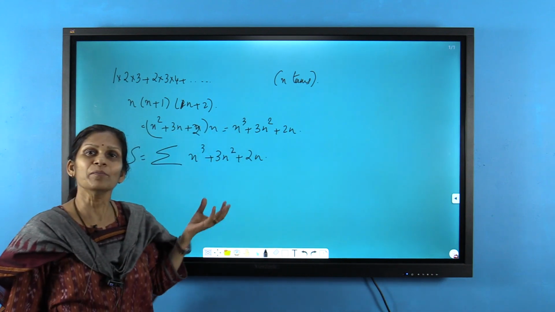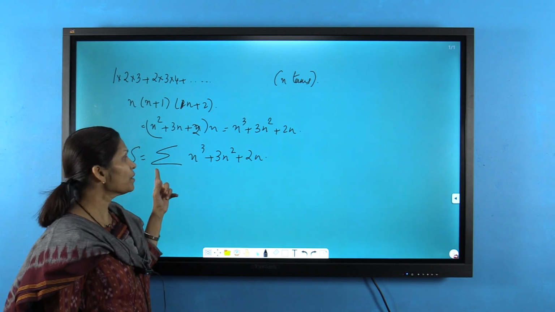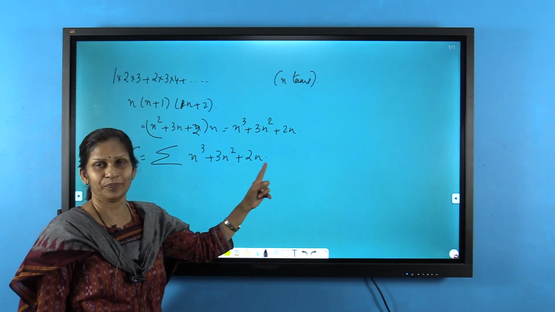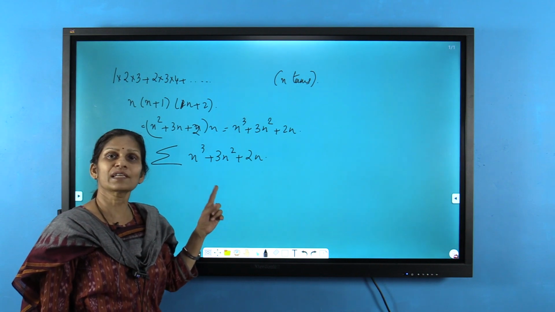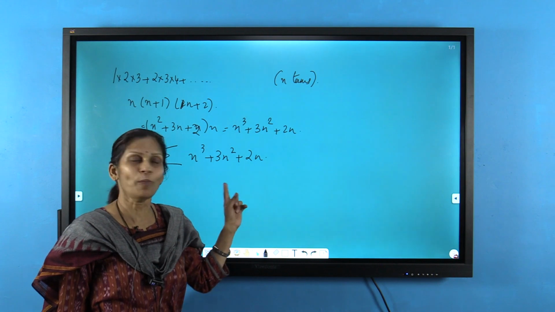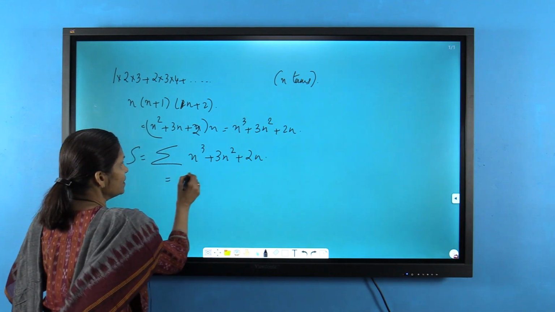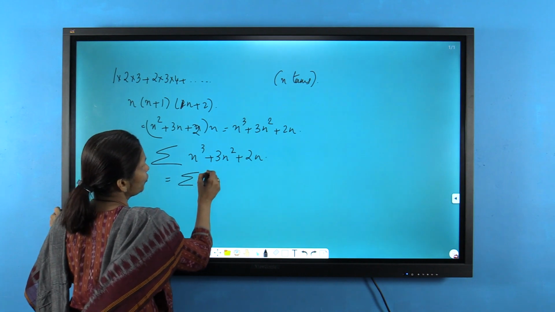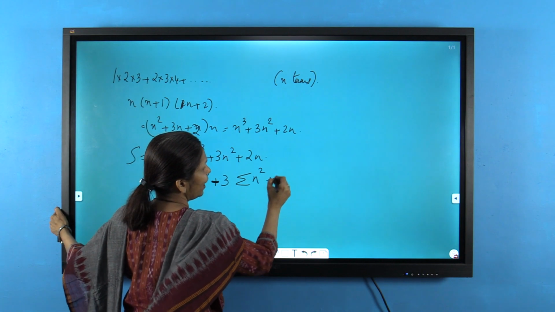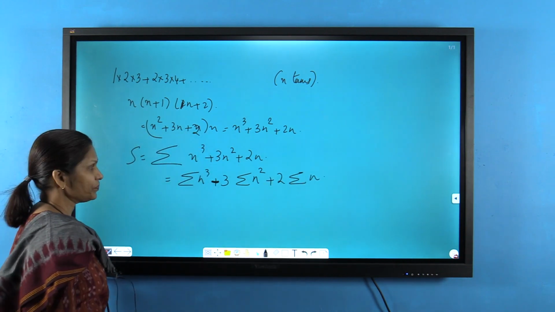Now, let me just remind you of some properties of sigma. Sigma distributes over addition and subtraction, and constants can be taken outside the sigma. If I make use of those properties, what would I have here? Isn't this sigma of n cubed plus 3 into sigma of n squared plus 2 into sigma of n?